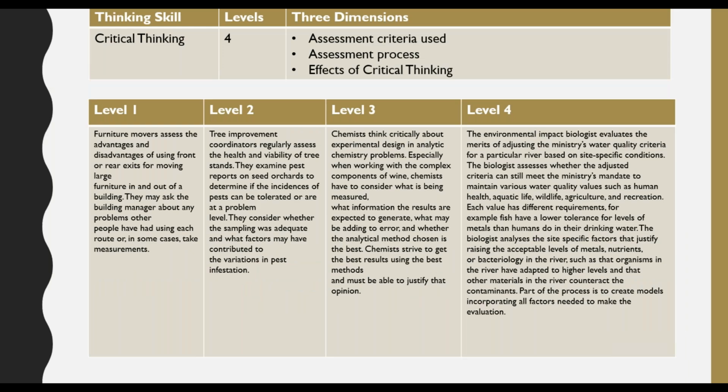With critical thinking, you have 4 levels again, 4 levels of complexity across 3 different dimensions. So the dimensions are assessment criteria used, the process, and the effects of critical thinking. So when you're looking through the examples given at each level, those dimensions are built into the example. So you have the 4 different levels, but within that, the description of what somebody has to do to employ that skill includes all 3 of those different dimensions.